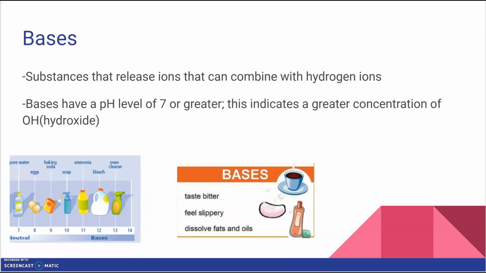Bases. Substances that release ions that can combine with hydrogen ions. Bases have a pH level of 7 or greater. This indicates a greater concentration of OH, or hydroxide. Some examples of bases are eggs, baking soda, soap, ammonia, bleach, or oven cleaner. Bases taste bitter, feel slippery, and dissolve fats and oils.